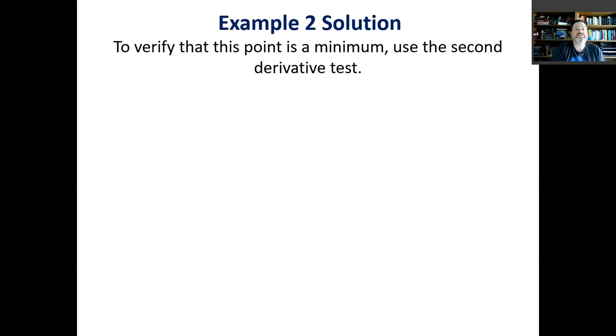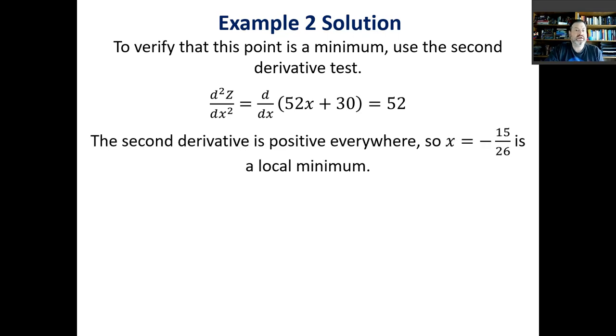Remember, to use the first derivative test, you'd have to make a sign diagram. I really don't want to do that, right? I'd much rather just take the second derivative and then decide, is it concave up or concave down? So if the second derivative is positive, that means the function is concave up. And that means that the critical value must be a minimum, and that's the second derivative test.